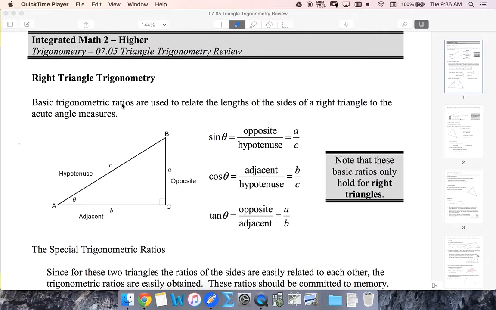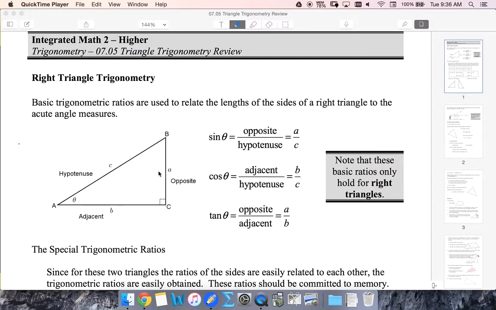I'm here to talk to you about a little bit of triangle trig, and we're going to start with right triangle trigonometry. So in any right triangle, I name the sides according to the angles and also their location. The side opposite of the 90-degree angle we always call the hypotenuse.